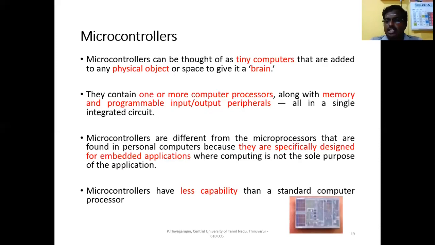These microcontrollers are specifically designed for embedded applications. As I said, the goal of an embedded system is to do a very specific task. The microcontrollers are specifically designed for embedded applications, whereas the microprocessor is not designed for that sole purpose. And microcontrollers have less capability than a standard computer processor, of course, because they are very application specific, whereas the microprocessor is not. This is the small difference between the microcontroller and microprocessor that you should have an idea about.